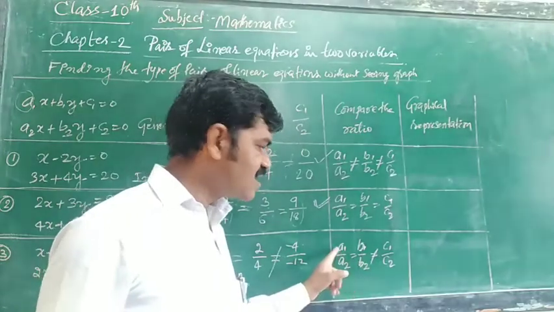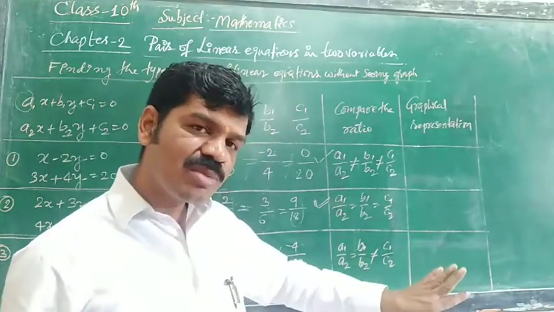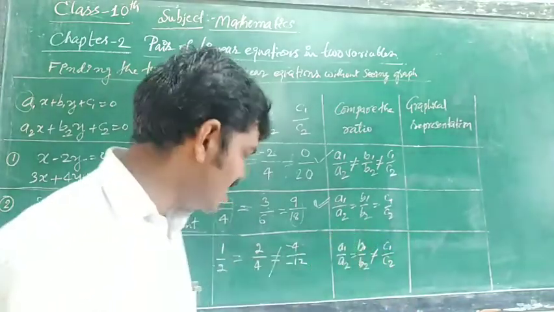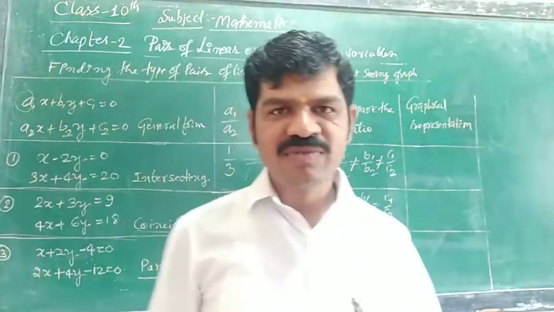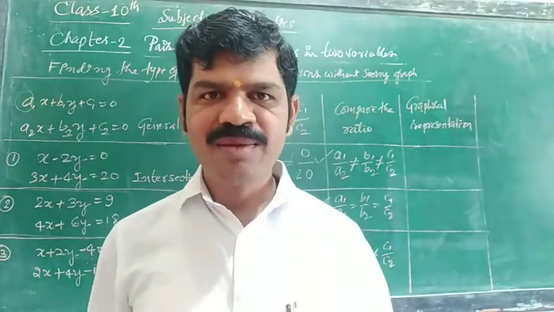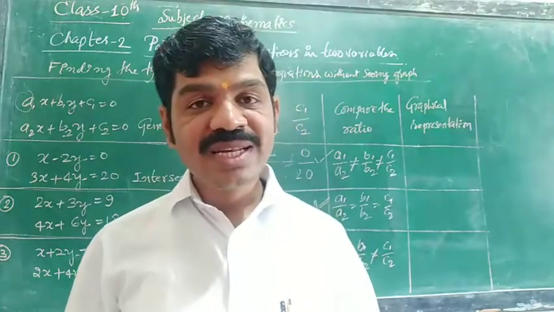The third case, A1 by A2 is equal to B1 by B2, that is not equal to C1 by C2. If that is the case, then exactly those type of pair of linear equations will be parallel pair of linear equations.